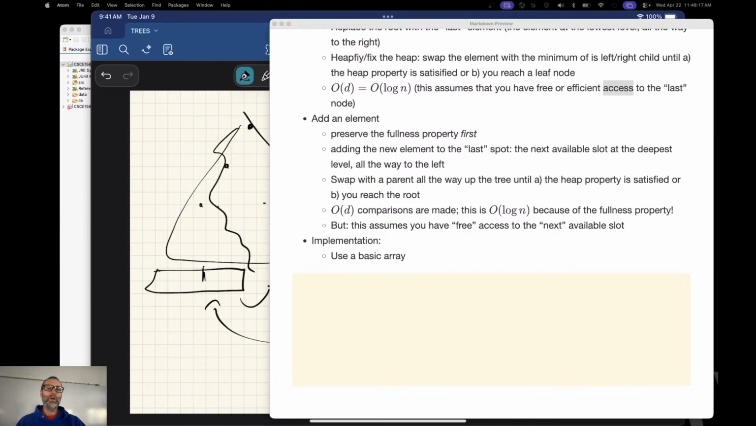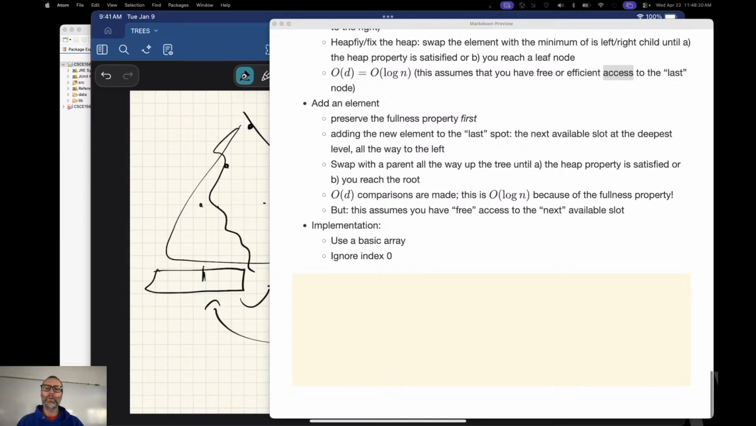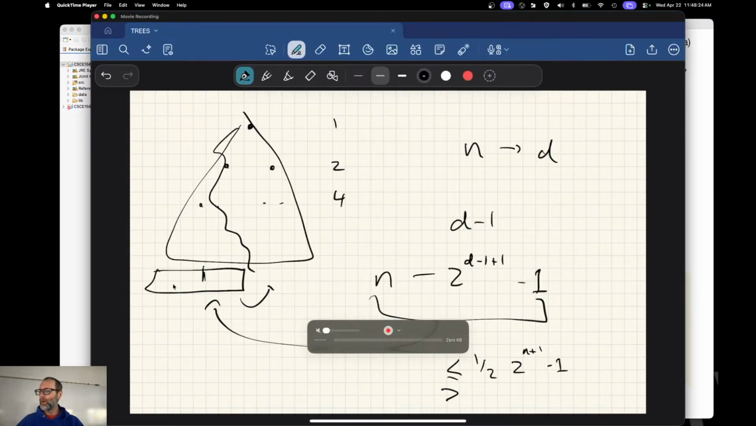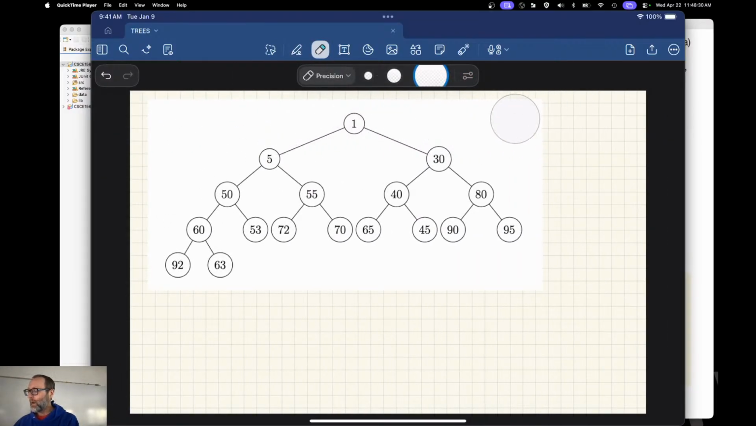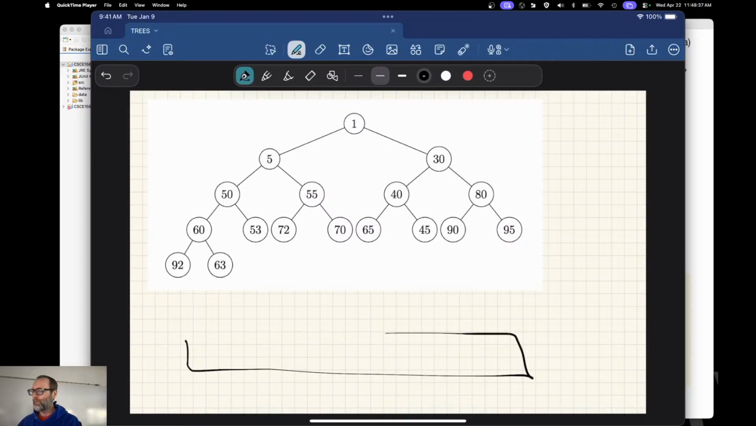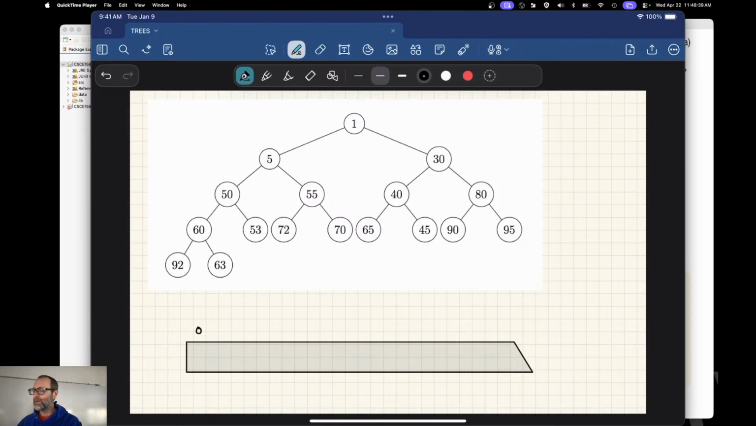Okay. What we're going to do is ignore the first index, just because the math works out a little bit better. Let me come back over here to my heap, and let me show you how you can store this in an array. All right, here's my array. Here's my index 0. We're going to waste that one. 1, 2, 3, 4, 5, 6, 7, 8, 9, 10, 11, and dot, dot, dot.